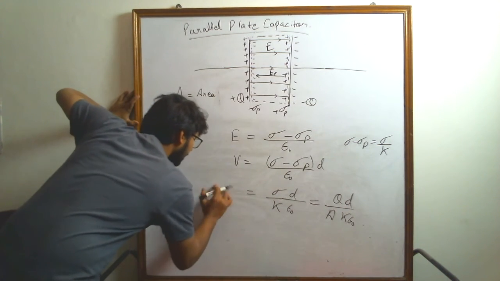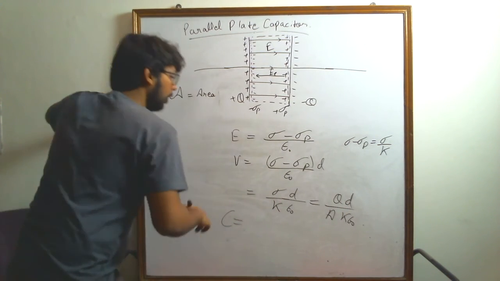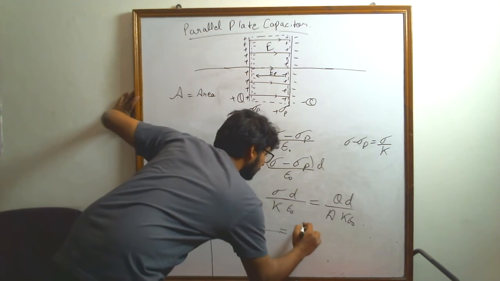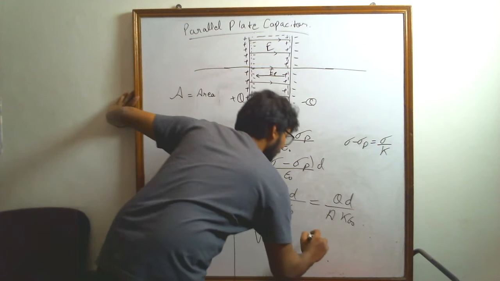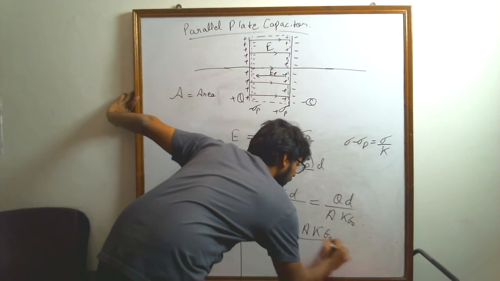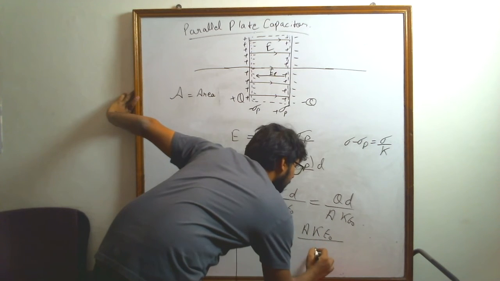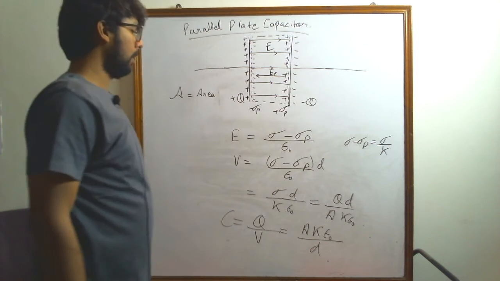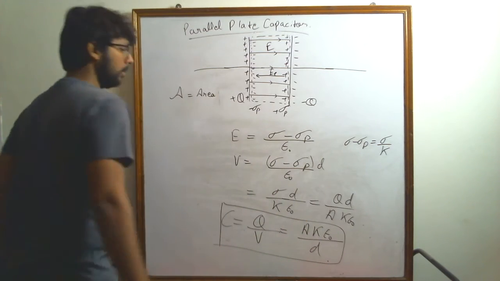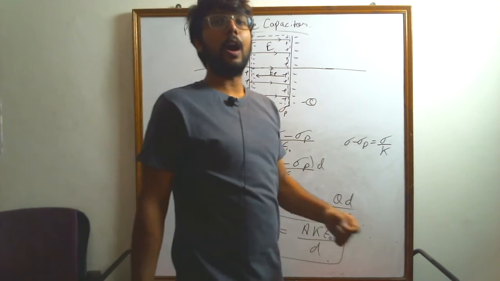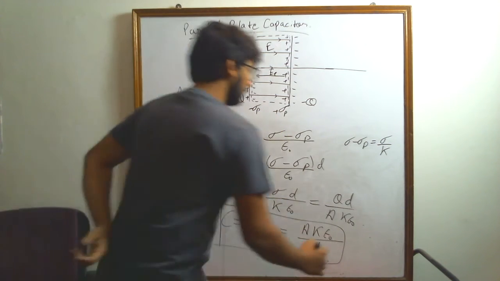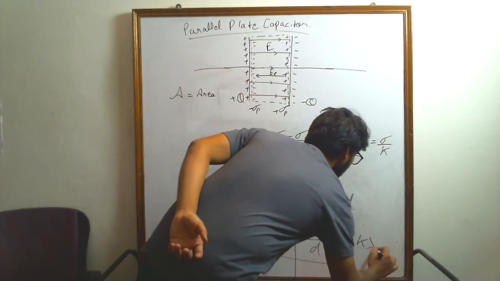Now I get the capacitance, and how much is the capacitance? Q upon V, which gives me Q, and Q gets cancelled out, so I'm left with A into K into epsilon naught upon D, and this is my new capacitance after I've put in the dielectric. Obviously K is greater than 1.